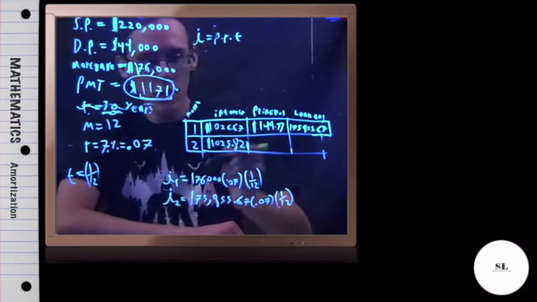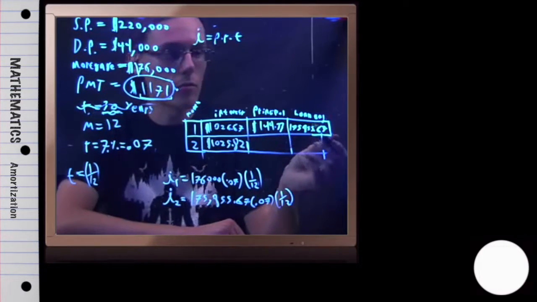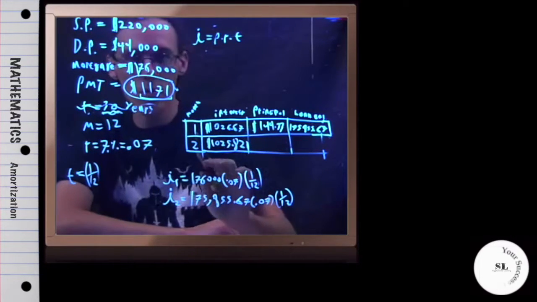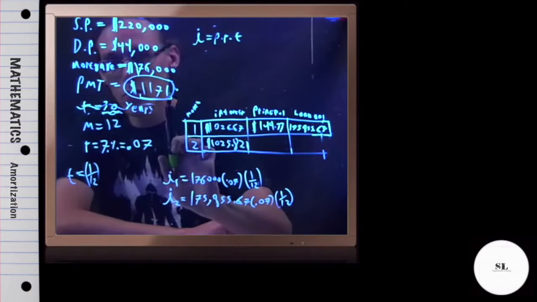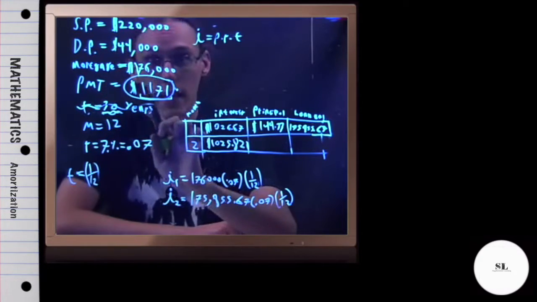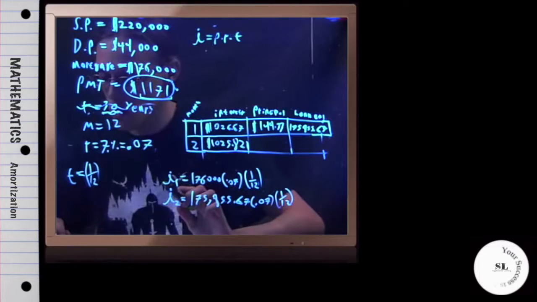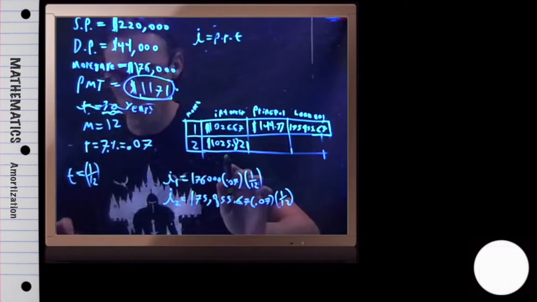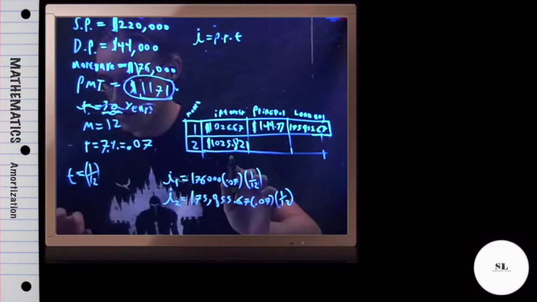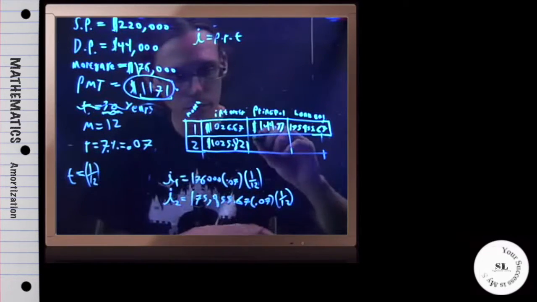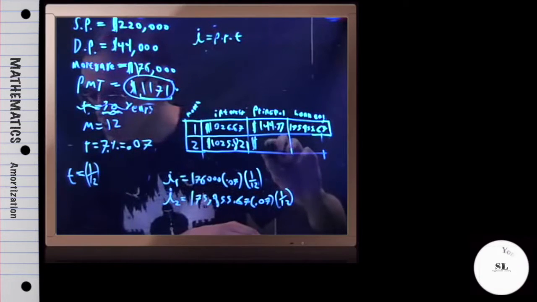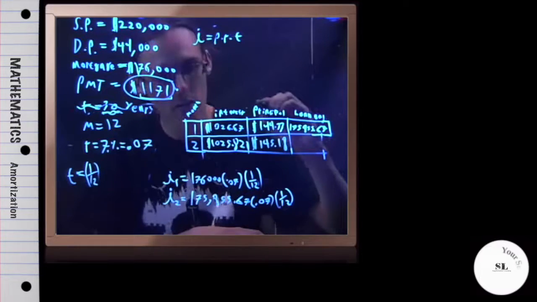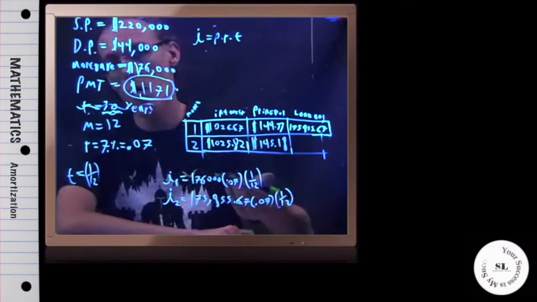Okay, so notice our interest is a little bit less because there was a little bit less mortgage this time. But again, how much of this is going towards the principal? Well, we're making a payment of $1,171, so again, we're just going to subtract. So $1,171 minus $1,025.82. If I subtract that, the amount we paid towards the principal is now $145.18.